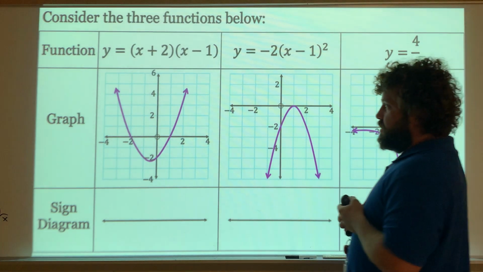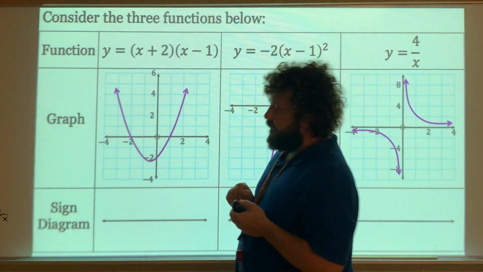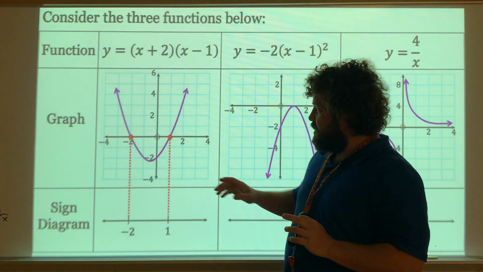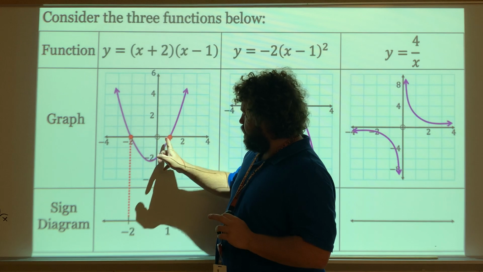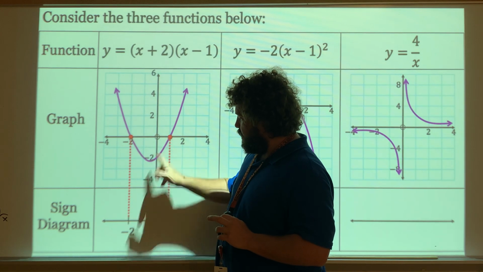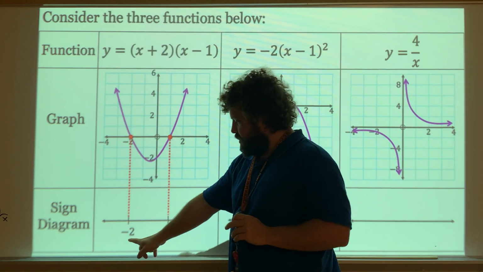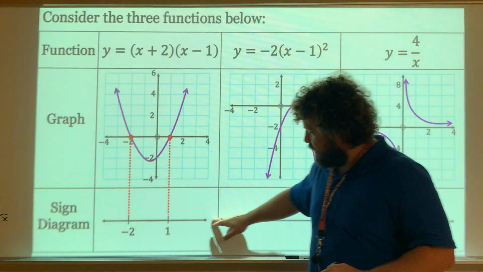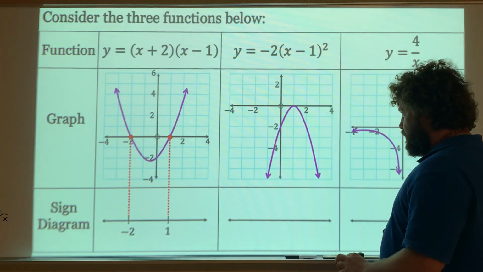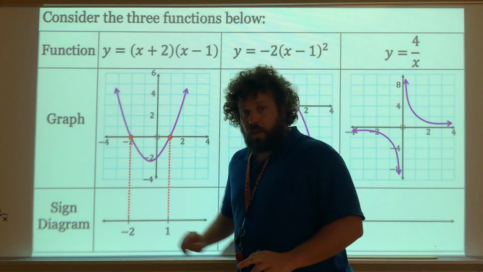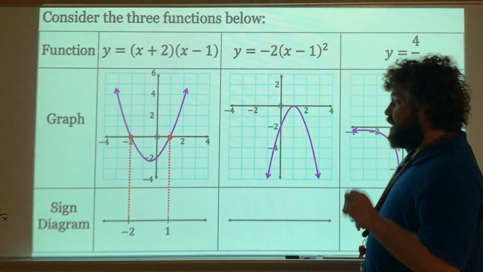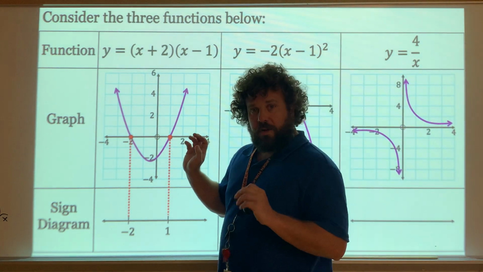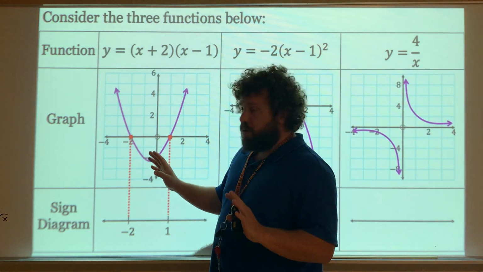So the first thing you do is you always want to find out where your zeros are, where this intersects the x-axis. So right here at negative 2 and at 1 is where it intercepts. So then you would write those numbers down on your sine diagram. So far we have a horizontal line, which you always start with, and then we write the x-intercepts on that graph. The second step is to put a plus where the graph is positive, or above the line.